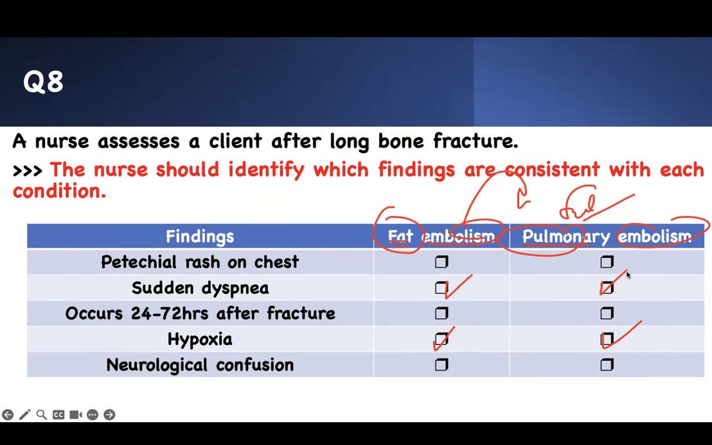Now, petechiae on the chest, when you have PE, you don't have petechiae on your chest. That means this is specific to the fat embolism, which will occur right away after fracture, not immobilization. Which one will lead to neurological confusion? Specifically fat embolism. So fat embolism, they have bone fracture, petechiae on the chest, neurological symptoms. That is the difference between pulmonary embolism and fat embolism.